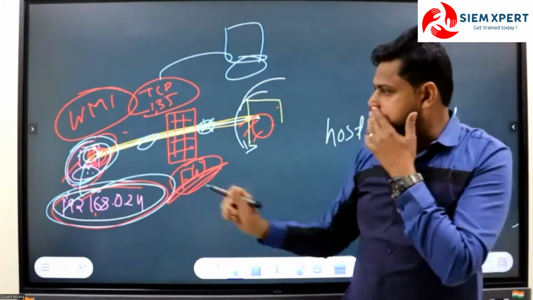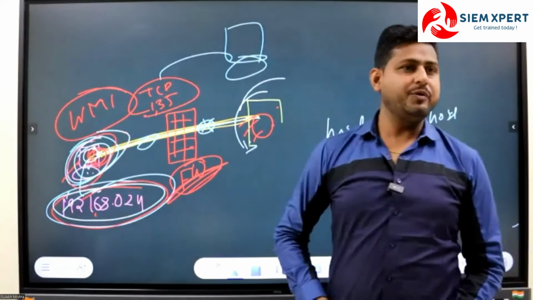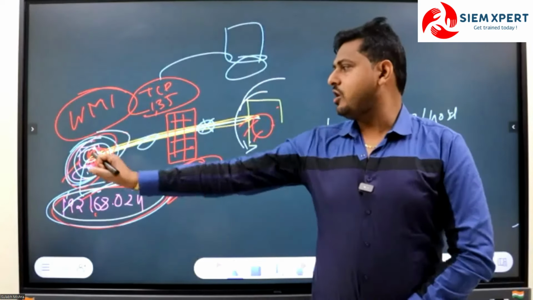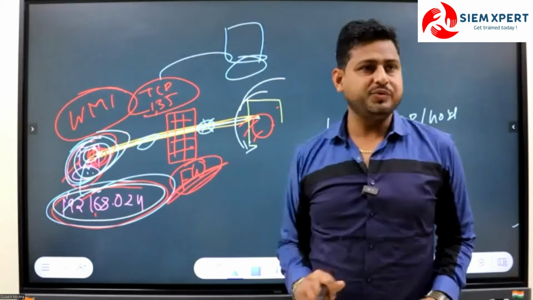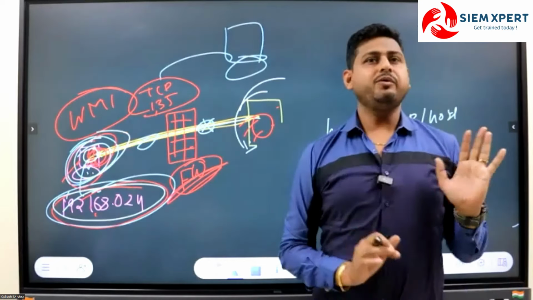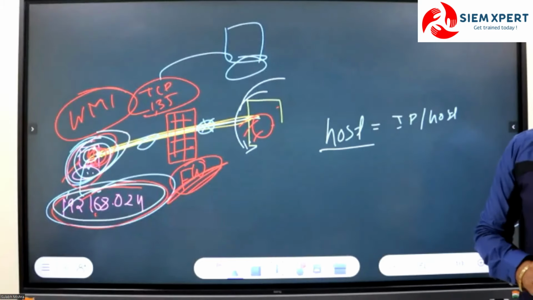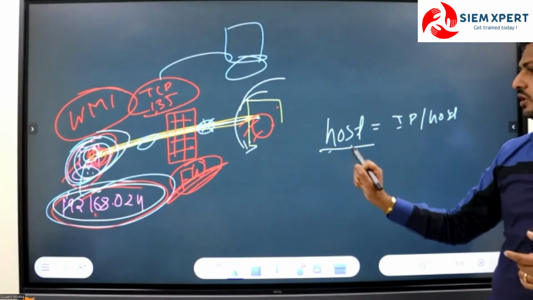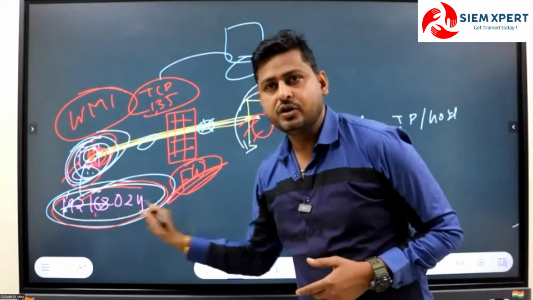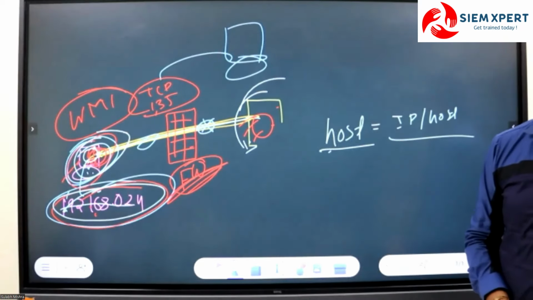For example, for this particular Windows device, I want to search all the logs that came from it, so I want to give the query host is equal to. So how would you like to search? Host is equal to host name, or IP address?